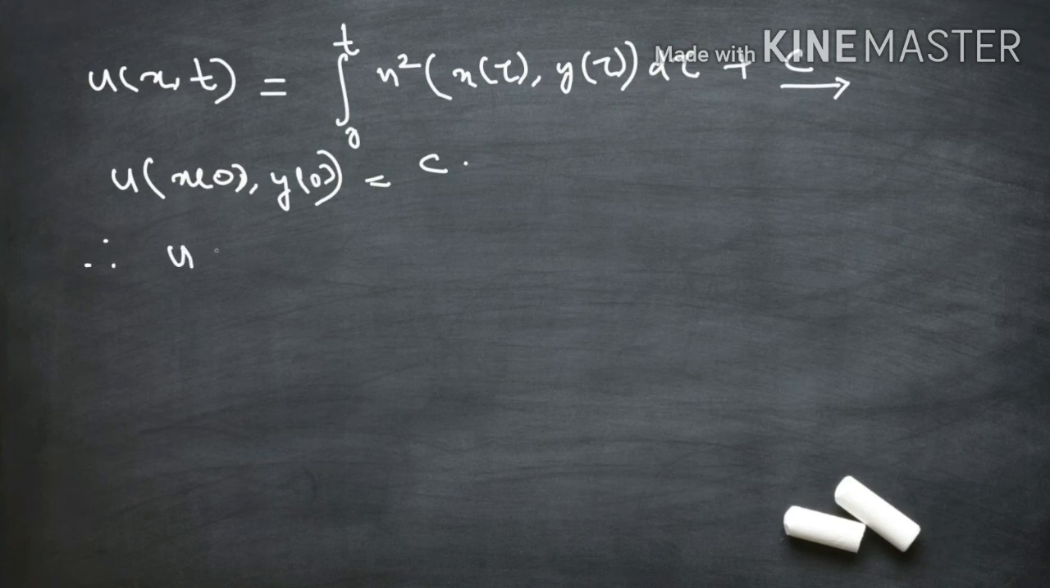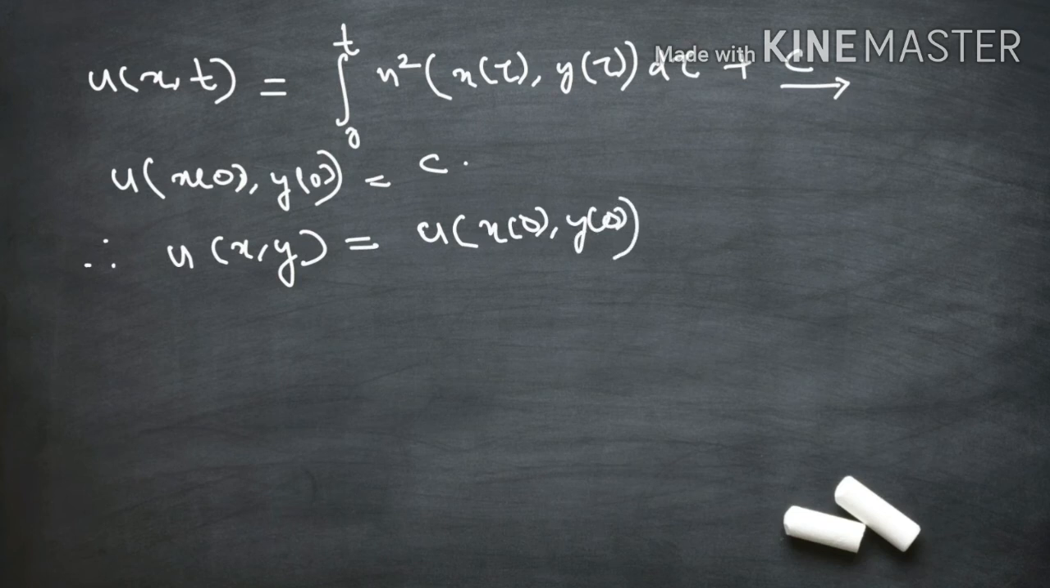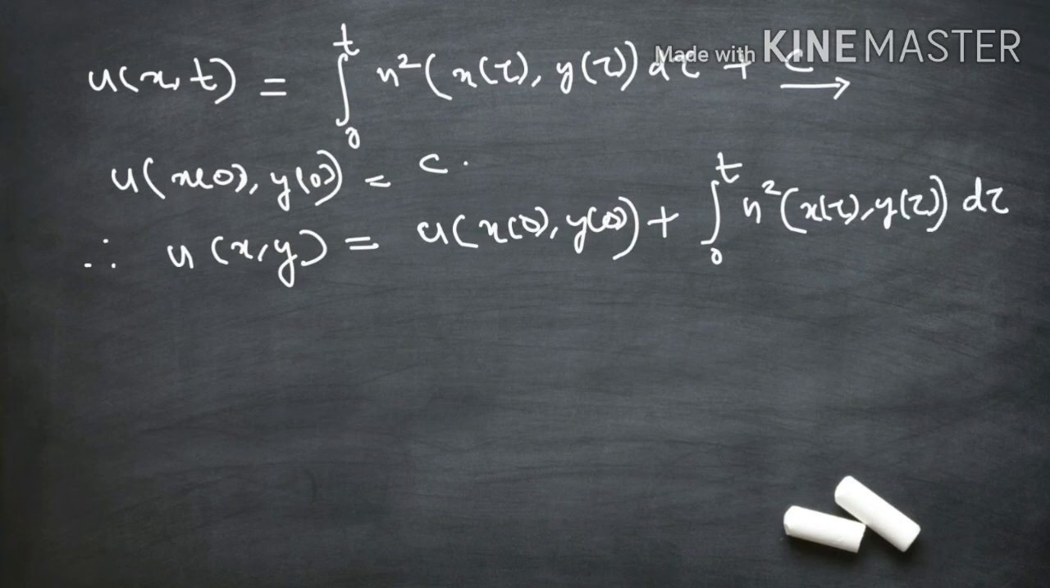Therefore the integral surface will be u of x y is equal to u of x of 0, y of 0 plus the integral from 0 to t of n square of x of tau, y of tau d tau. So this will be the required solution.